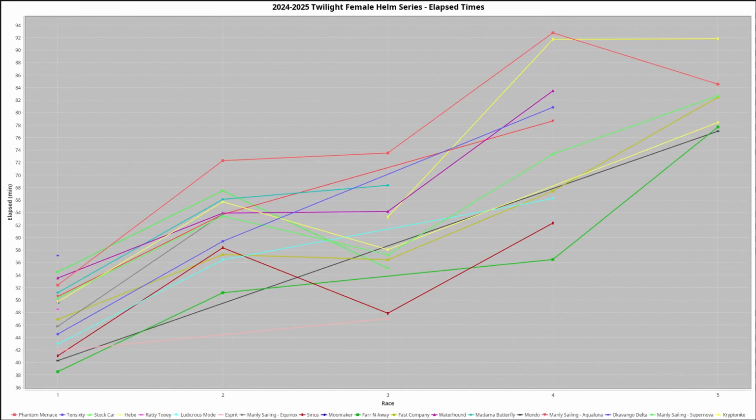Okay, so we're getting some bigger data sets here. Here's our twilight female helms. It's amazing how you can see the race duration. This is just the pure elapsed time, which increased significantly over the different races. So some of these races were only 40 minutes, and then the longer races were 90 minutes.